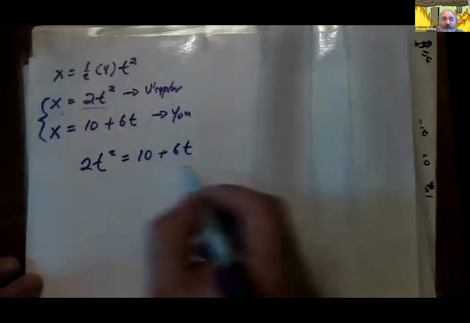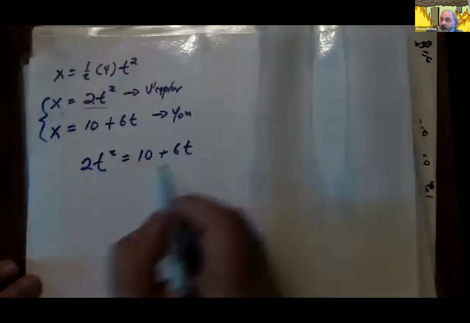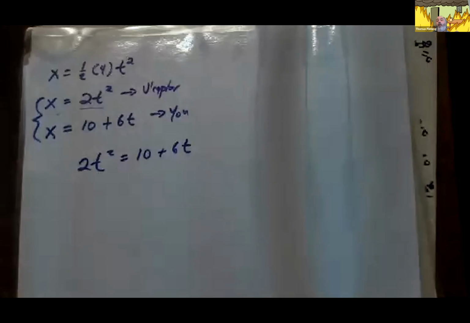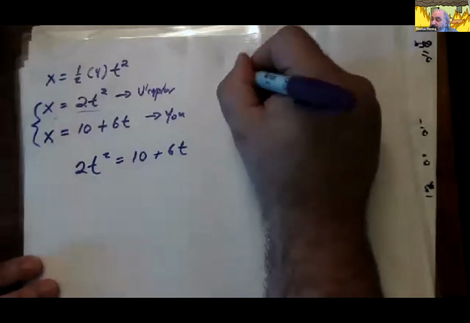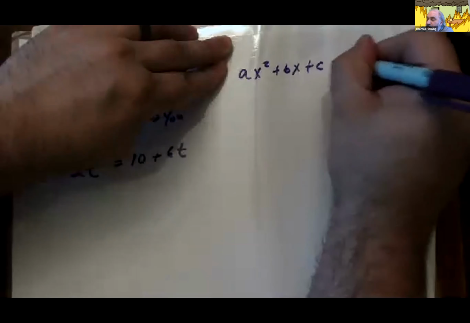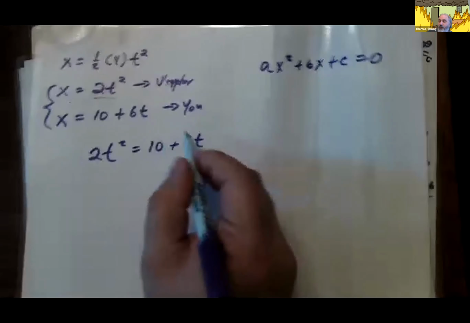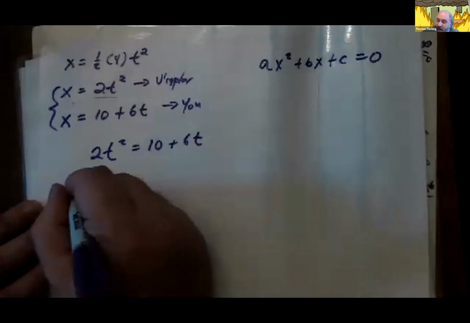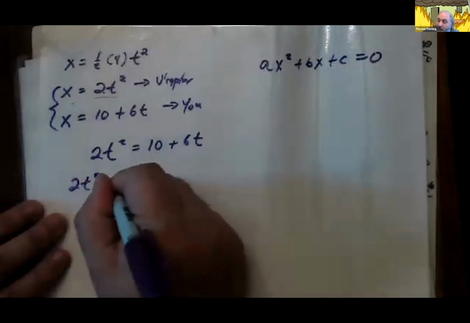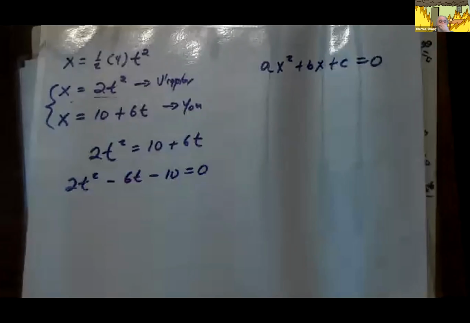So I have to solve this for t. Problem: t appears once squared and once not squared. This is a quadratic equation. And the way you solve a quadratic equation is you get it into standard form. Standard form for a quadratic is ax squared plus bx plus c equals 0. So I need to get everything on one side of the equal sign. Let's take all this garbage over here and move it to the other side. So now I've got 2t squared minus 6t minus 10 equals 0.